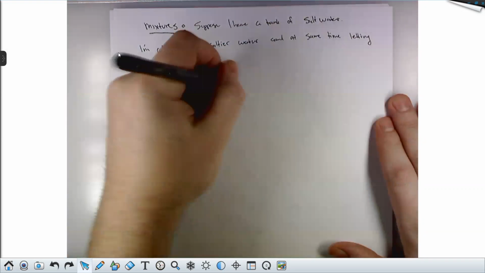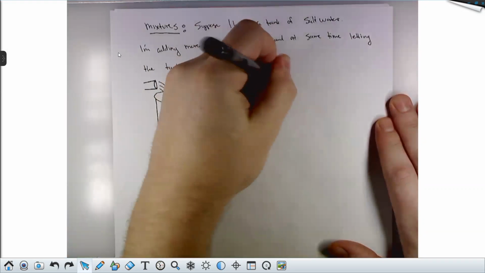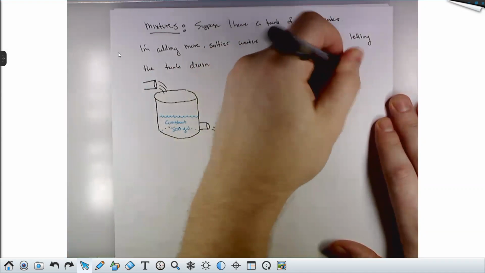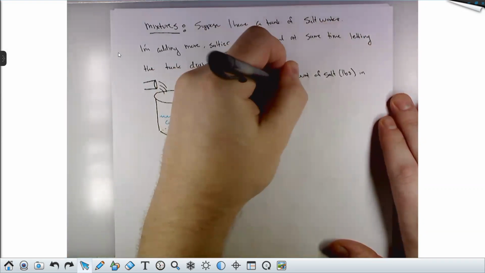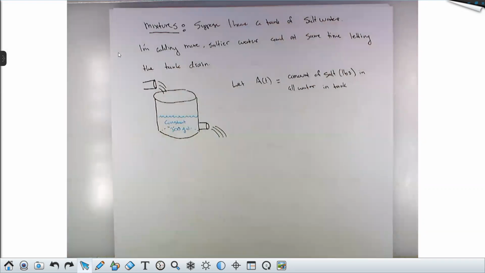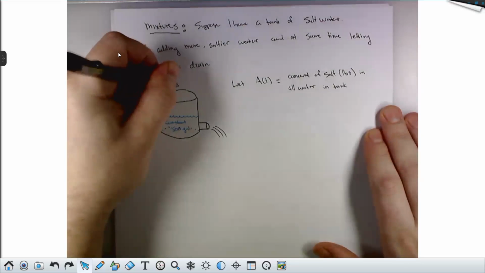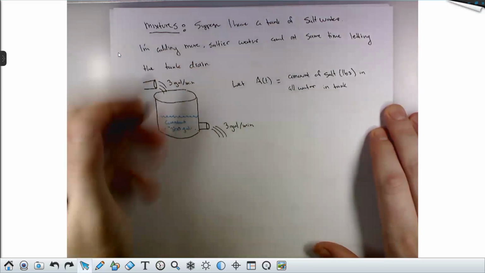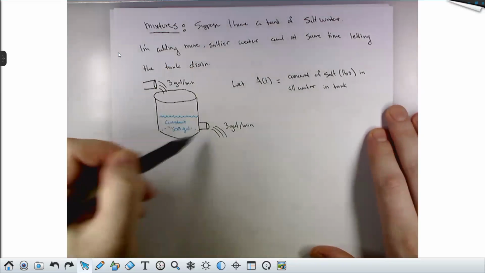I'm going to let A of t be the amount of salt in pounds in the tank, in all the water in the tank. So dA/dt is the rate at which the amount of salt in the tank is changing. Suppose I'm bringing 3 gallons a minute of stuff in, and I'm letting 3 gallons a minute out. It's necessary that the inflow and outflow rates are the same if the amount of water in the tank is to remain constant.